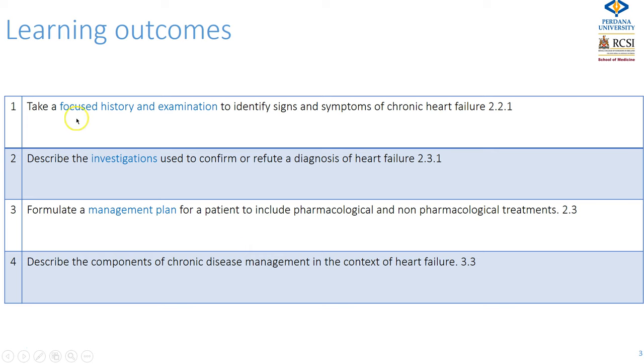These are our learning outcomes. Following the video, you should be able to take a focused history and perform a physical examination to identify the symptoms and signs of chronic heart failure. You should be able to describe in detail the investigations used to confirm or exclude a diagnosis of heart failure. You should be able to formulate a management plan, including drug and non-drug strategies for patients with heart failure. And finally, you should be able to describe the components of chronic disease management in the context of heart failure.